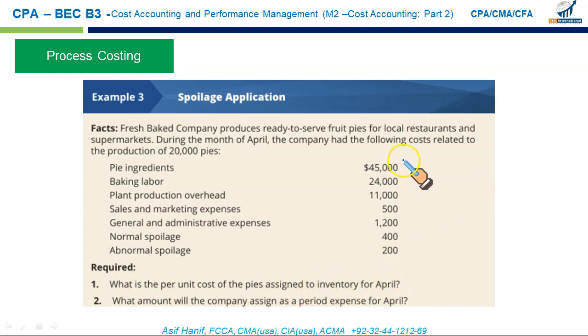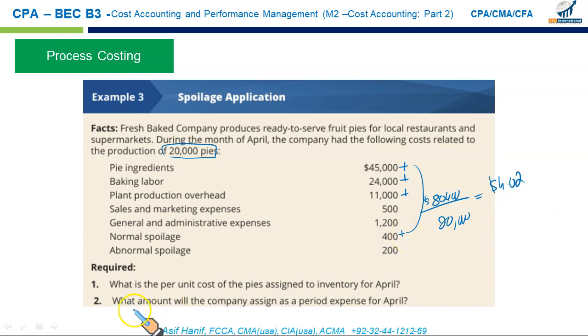Now the question is, what is the per unit cost of the pies assigned to inventory for April? Remember, we'll take the production cost, direct material, direct labor, manufacturing overhead, and as we just discussed, the normal spoilage cost is considered a part of production cost. The $400 lost on normal spoilage becomes part of these 20,000 pies' per unit cost. If you add all of these, you will get $80,400, and this must be divided by the good pies, excluding the normal spoilage. So dividing it by 20,000 units, it will give you the per unit cost of $4.02, right?